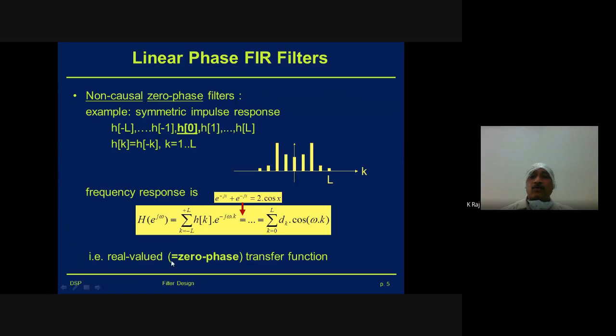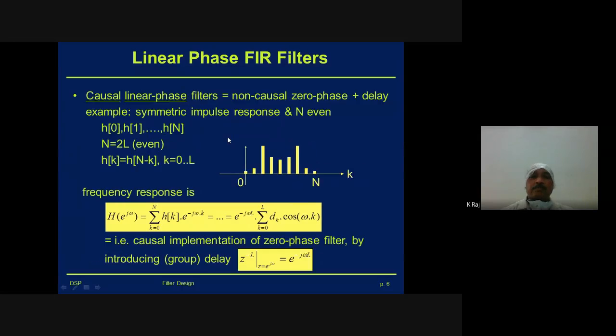And this is a real-valued function, or we can say there is no concept of the angle, so the zero phase transfer function is this one here, that belongs to this category of the FIR filter, that is the non-causal zero phase filter.